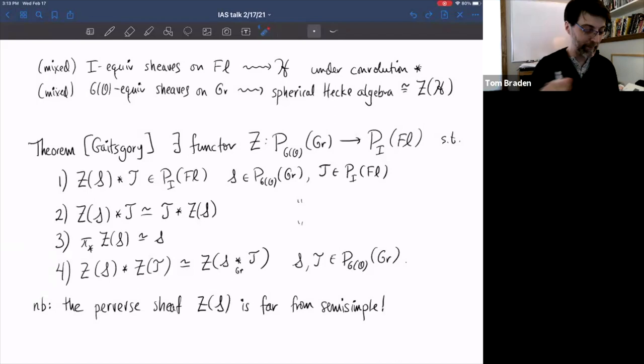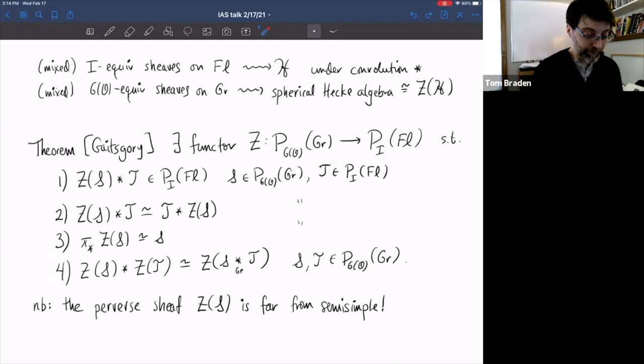And the last statement is that it actually is a sort of tensor functor, because there's also a convolution on the Grassmannian, and if you convolve perverse sheaves on the Grassmannian, the Grassmannian has a nice property that perverse convolve with perverse is perverse, so you can apply Z to it, and it sort of commutes with convolution.